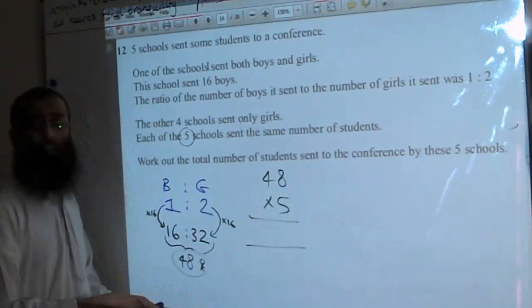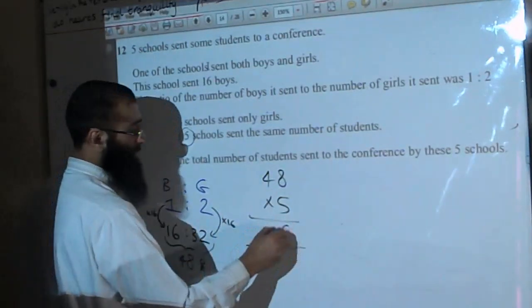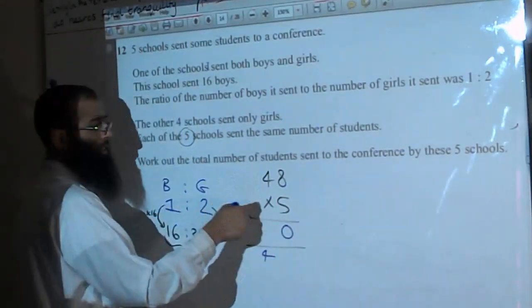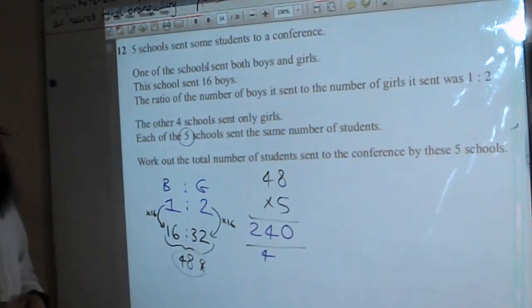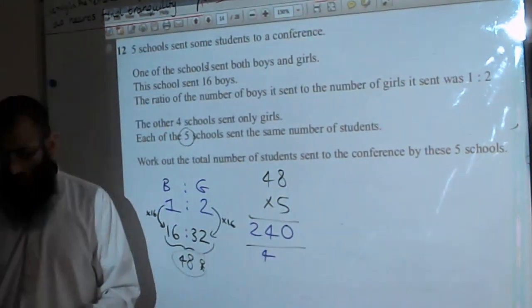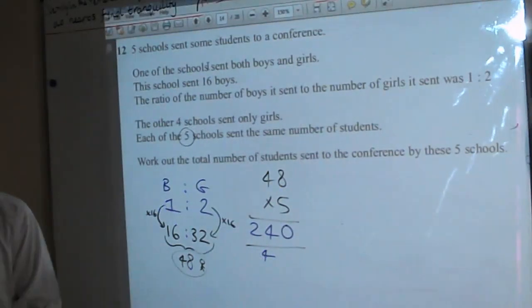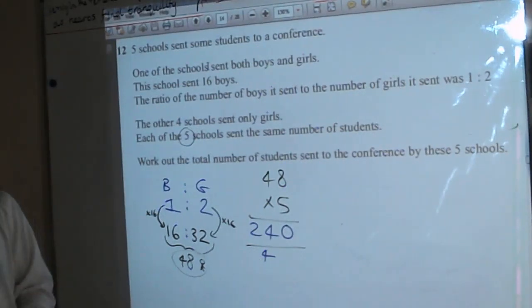240. Okay, let's do it nice and slowly. So 8 times 5 will give us 40. 4 times 5 is 20. 20 add 4 is 24. So how many kids did they send altogether, all 5 schools? 240. And that question is worth how many marks? 4. Are you sure this is high paper? 4 marks for that.